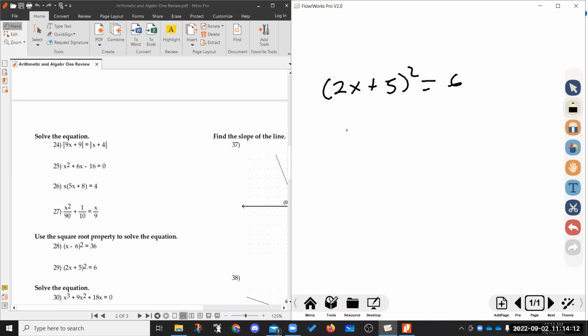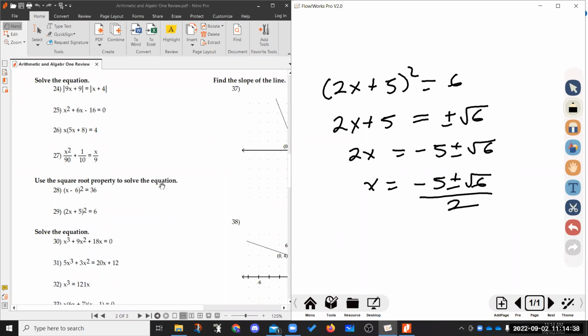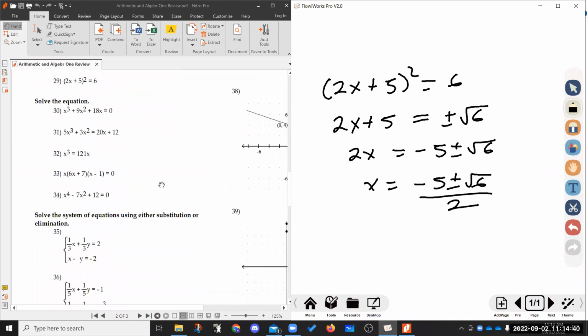We're going to take the square root of both sides, plus or minus root 6. 2x is equal to -5 plus or minus root 6. x is equal to -5 plus or minus root 6, all divided by 2. Those look like answers from the quadratic formula. They would have been if we would have had it all expanded and had our a, b, and c.